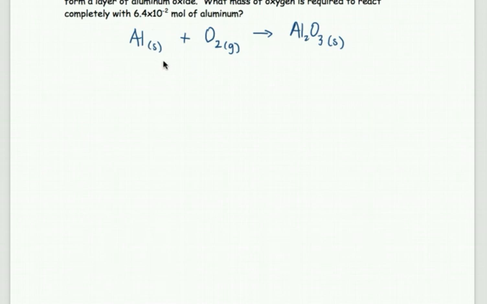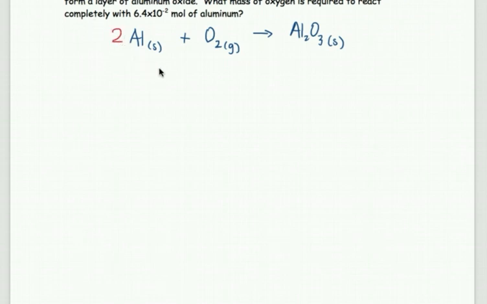Now that we have our skeleton chemical equation, we want to balance it out. I'm just going to start with aluminum here and do my guess and check method. So here's aluminum, scanning over at the other aluminum. Well, there's 2 over here, so I'll just write a 2 here.